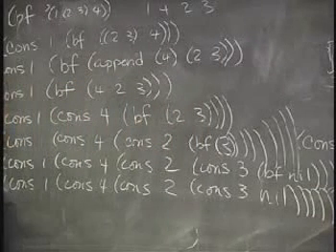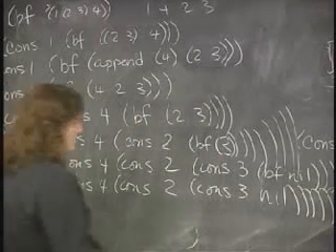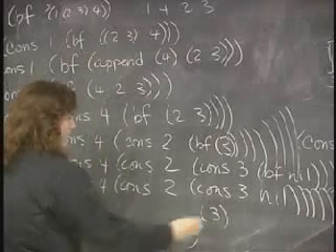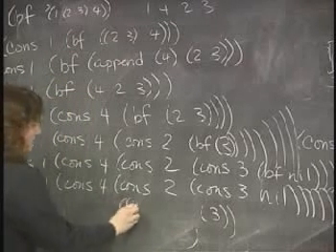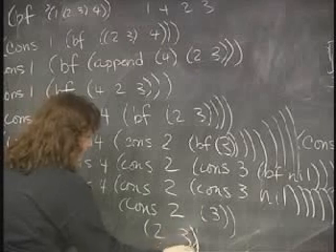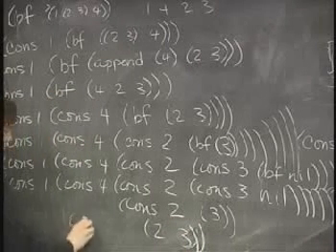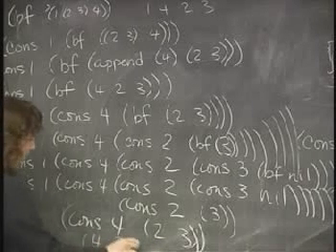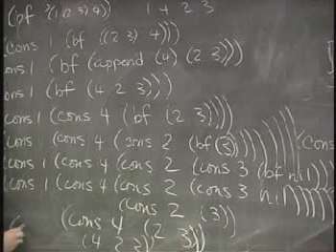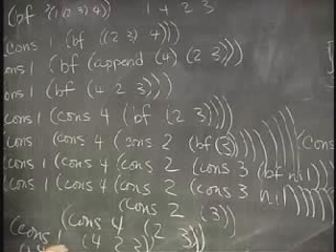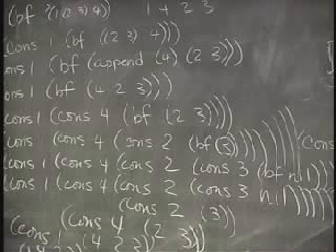And this starts collapsing. So this makes the list 3. And then we're consing 2 to it, which gives us the list 2, 3. And then we're consing 4 to that, which gives us a list 4, 2, 3. And then we're consing 1 to that, finally giving us the list 1, 4, 2, 3. Is this what we expected? Yes. Yay, we're happy.